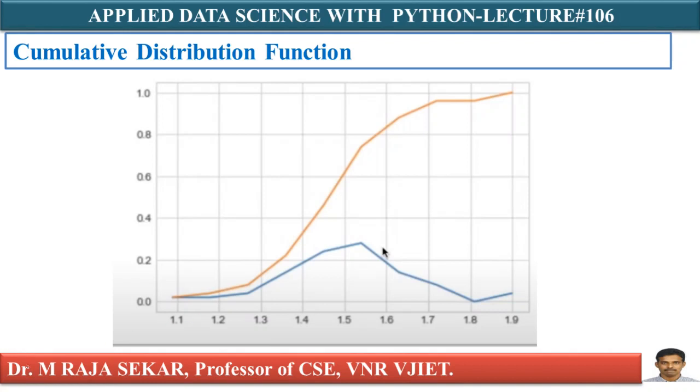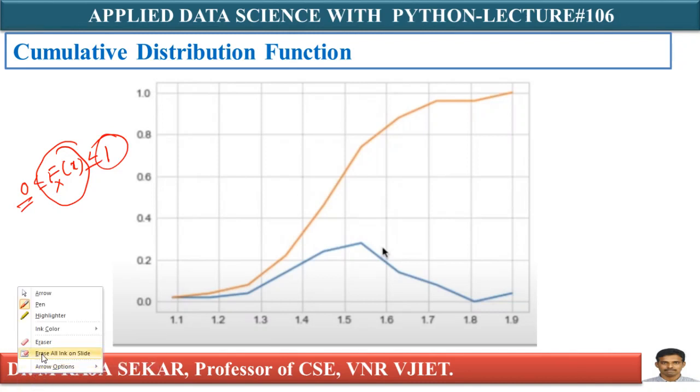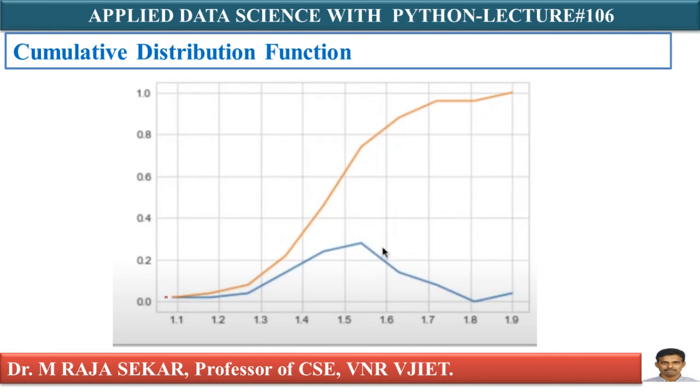If you observe carefully, I already discussed in my previous lectures that 0 is less than or equal to capital F x of small x, which is less than or equal to 1. What is this capital F of small x? This is the cumulative distribution function. It always lies in between 0 and 1, isn't it? Graphically you can understand that. It always starts at 0 on the bottom left and ends at 1 at the top right.